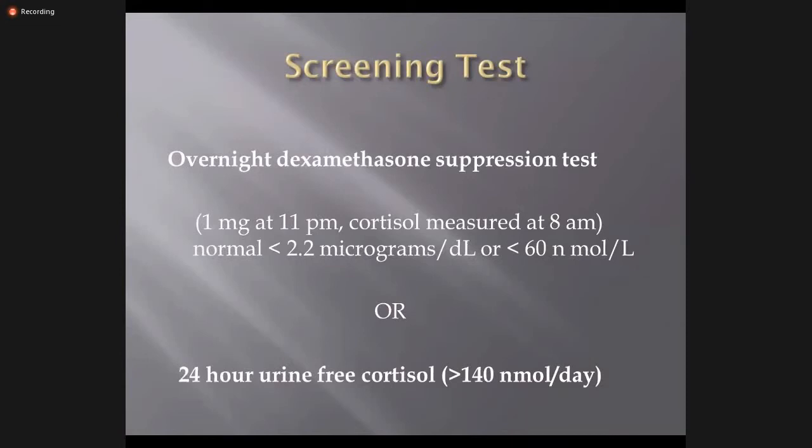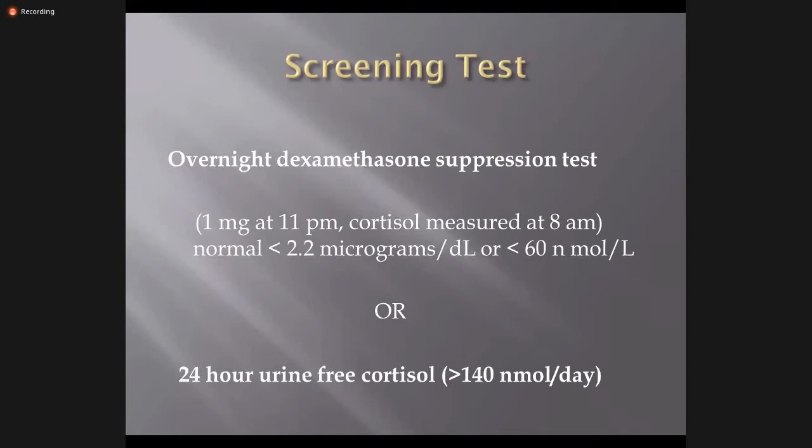Then the diagnostic test. The first screening test is very important: the overnight dexamethasone suppression test. First of all, I will tell you the concept of the suppression test or stimulation test. In endocrinology, when a hormone is secreted in excess, in high amount, then we use the suppression test. When the hormone is not secreted, that is, secretion is in low amount or hormone function is reduced, we use stimulation test.